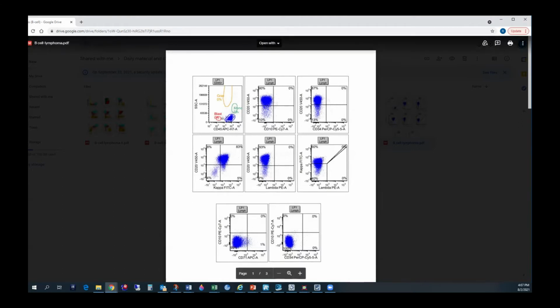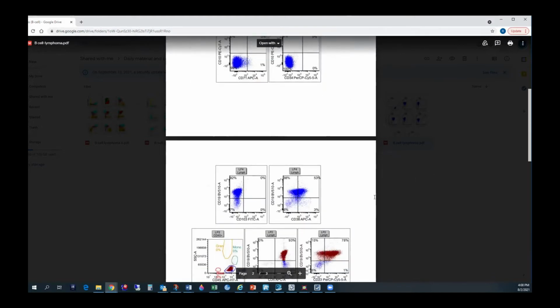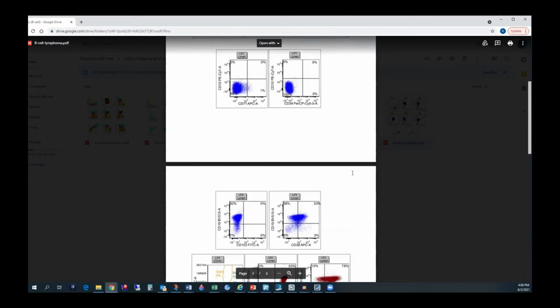And one other thing is, if you see the kappa expression, it's not very bright kappa, it's a dim kappa, and that's something CLL does. The surface light chain expression is not very bright. In fact, there are cases of CLL where you will not see any surface light chain expression. So don't get scared about it. That's normal. CLL does that.